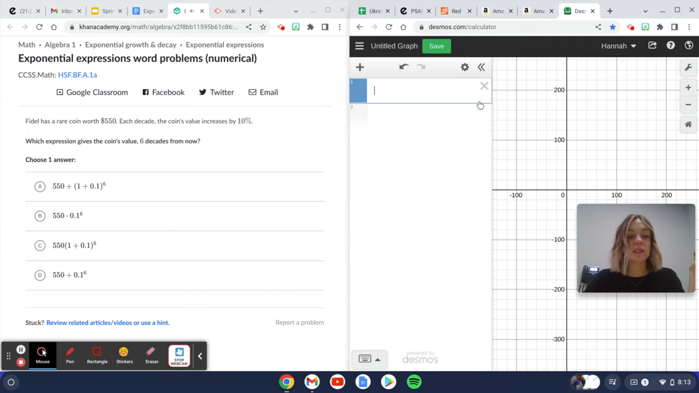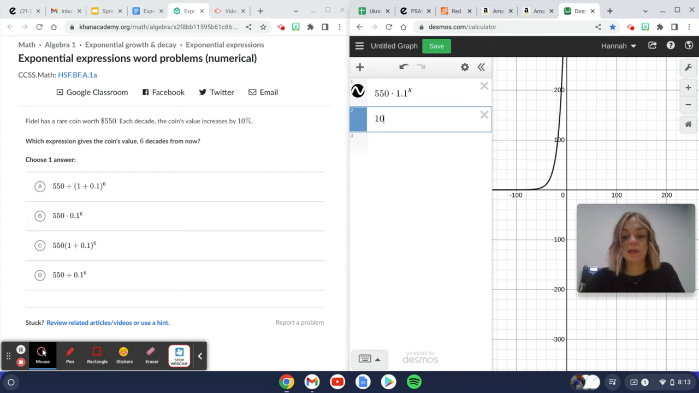This next question says, Fidel has a rare coin worth $550. Each decade, the coin's value increases by 10%. So you start at $550, and then we're increasing by 10%. So I know that 10% as a decimal is 0.1, and then in order to make it a growth factor, we have to put a 1 out in front of it. And then to the x power.